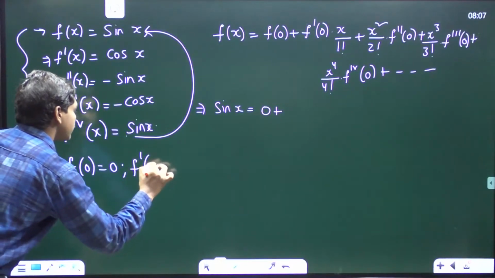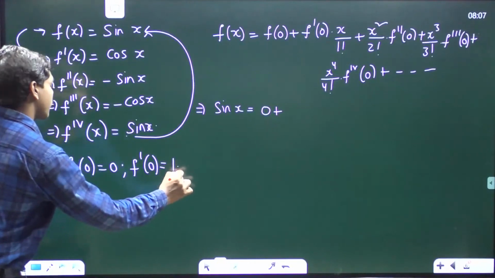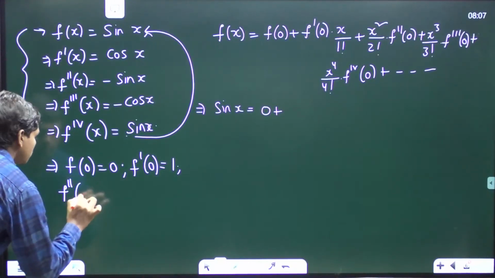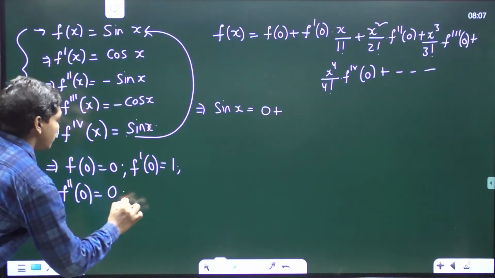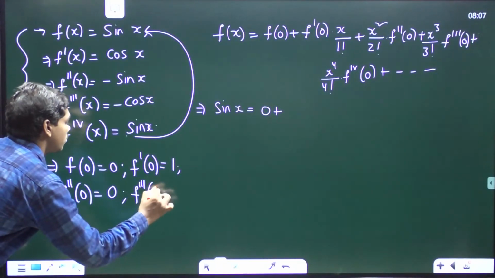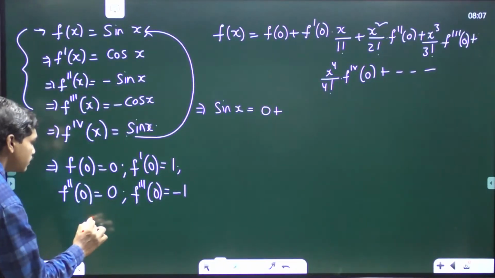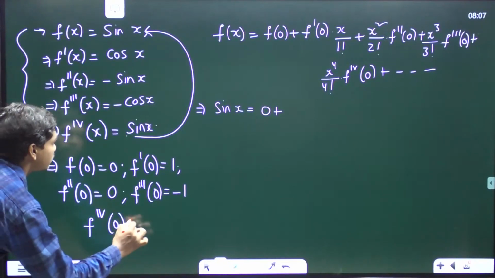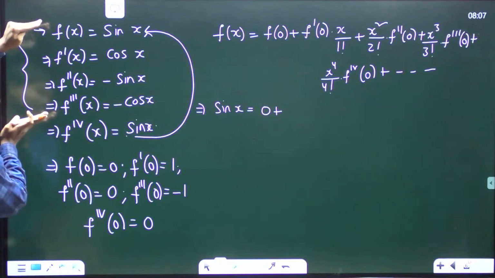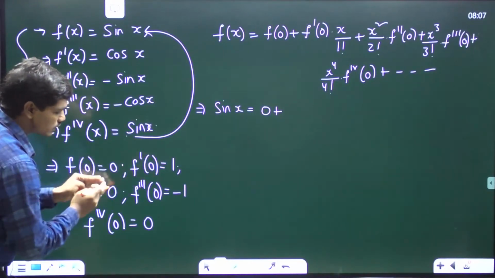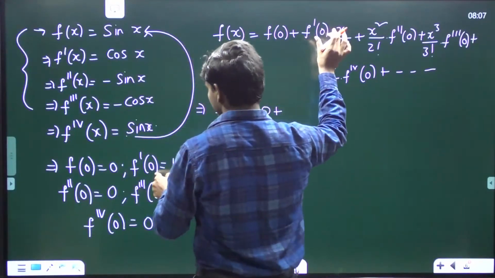Then f dash of 0 is equal to, if you put x is equal to 0 here, cos 0, which is 1. Correct? Then what is f double dash of 0? If you put x is equal to 0 here, we'll get again 0. Then what is f triple derivative of 0? Here again if you put in, you'll have minus 1. Correct? Similarly, f fourth derivative of 0 is again 0. This means that when these four terms are repeated, the coefficients 0, 1, 0, minus 1 keep on repeating. Correct? So here we have f dash of 0 as 1.